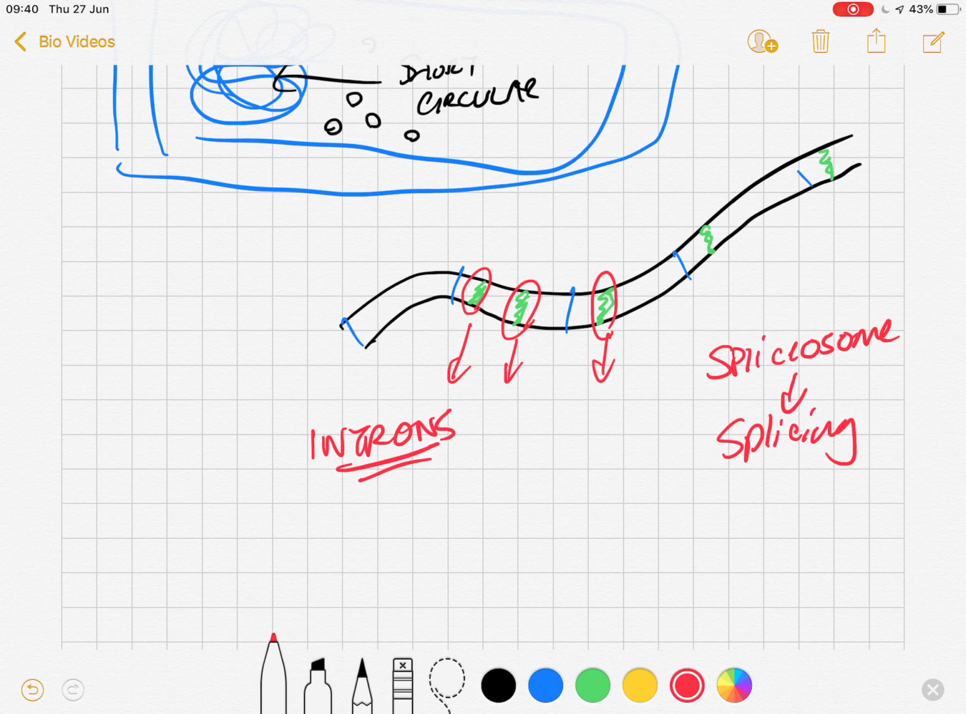So what's left at the end of it, once all those introns have been removed, i.e. all the bits that aren't green there, all of that DNA is classed as exons. So those exons are left behind.